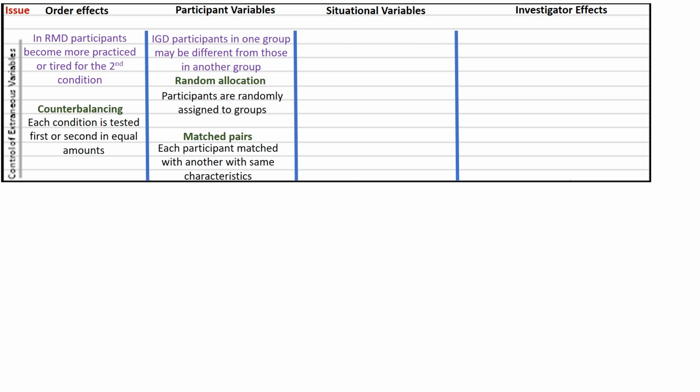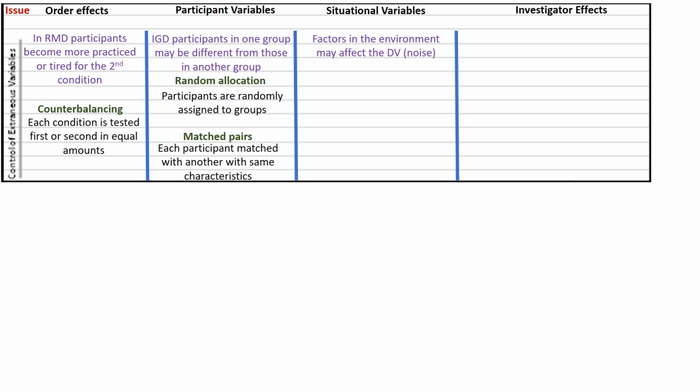Okay, situational variables. So what we might find here is the situation itself could influence the results of the participants. Now this could be something like noise. So maybe you've got people coming in during the day to take part in your experiment, but in the afternoon there's some roadworks and you find that actually there's a problem here where people are getting distracted by the roadworks.